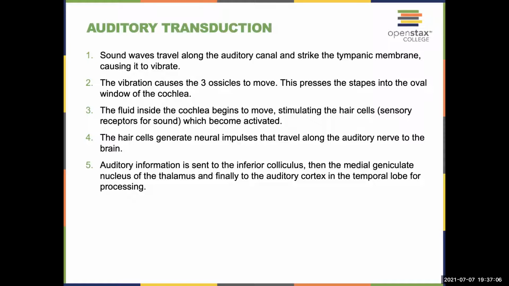And so that pressure back and forth causes the fluid inside the cochlea to begin to move. And what happens is, imagine the auditory hair cells, the sensory receptors for sound. They're like these fine little hairs that are standing up in the cochlea, and the fluid moving back and forth causes the hairs to move back and forth. That's how they get activated. And that generates the neural impulses that then travel along the auditory nerve into your brain. And then that auditory information is sent to the inferior colliculus and then to the medial geniculate nucleus of the thalamus, and then finally to the auditory cortex, which is in the temporal lobe. And all of that is how that gets processed, right? So that's the basic picture of that.